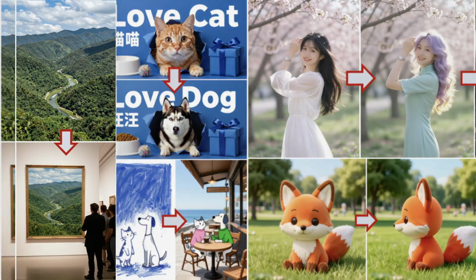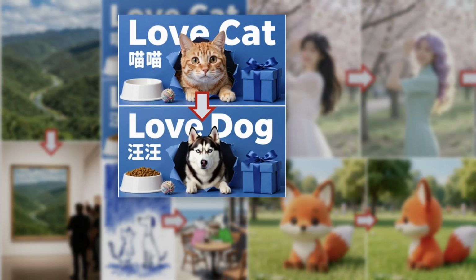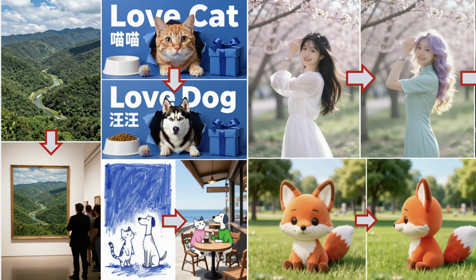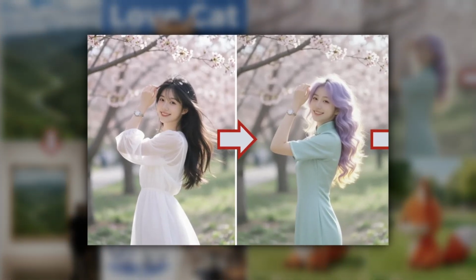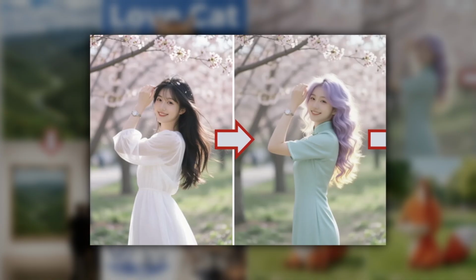For example, you can take an existing photo and add it into an art gallery like this. The lighting matches, the perspective is correct, it just fits naturally into the scene. Or you can change objects in the image, like you can change the text plus swap a cat into a dog like this. The new element blends seamlessly with the rest of the image. Or you can change her hair and her outfit into something like this, while keeping the face, the pose, the background, everything else stays consistent.